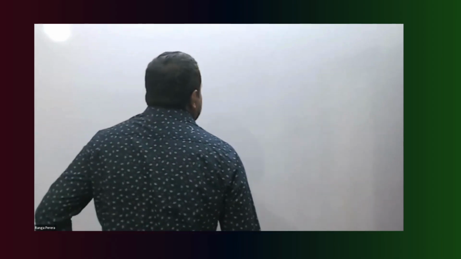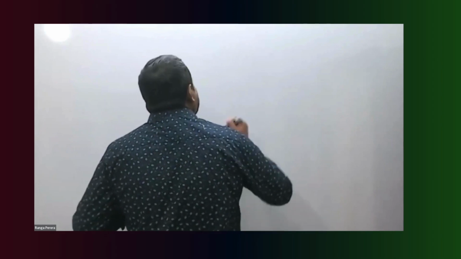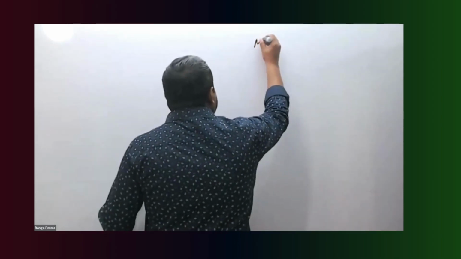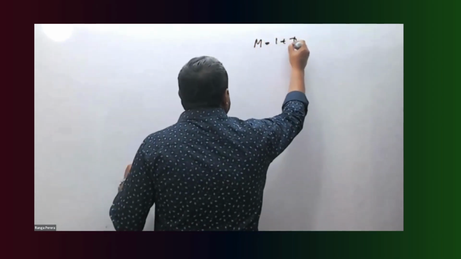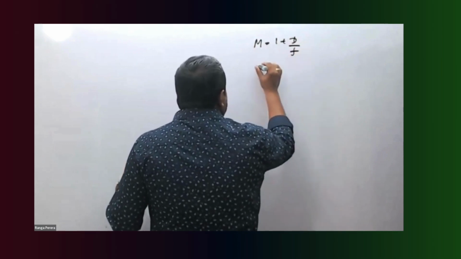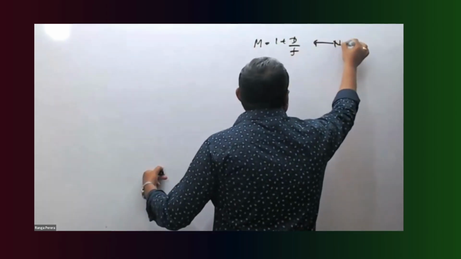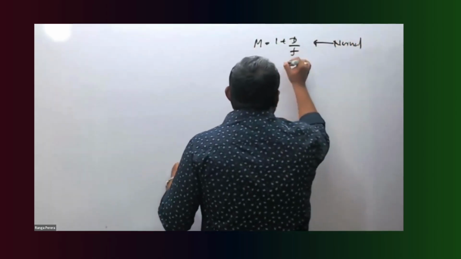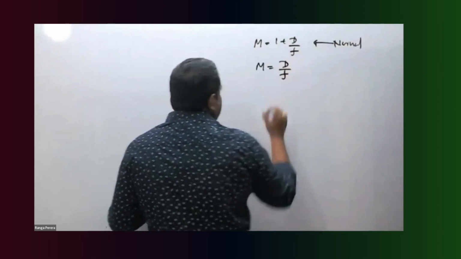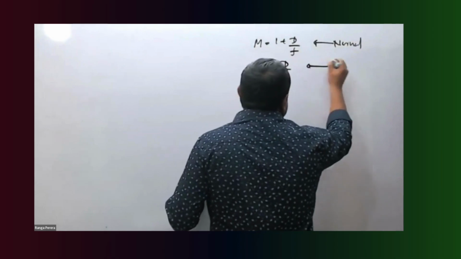Right. Okay. Pay your attention to this. On the normal adjustment, the magnification equals 1 plus d over f. Under the abnormal adjustment, it is simply d over f.